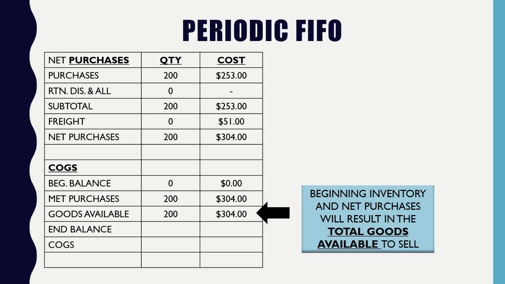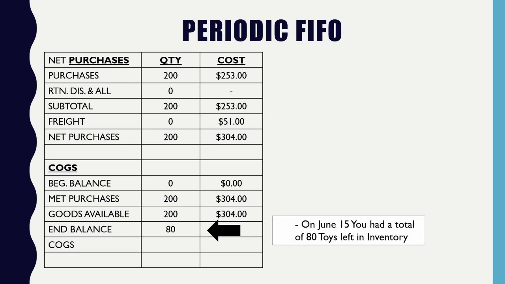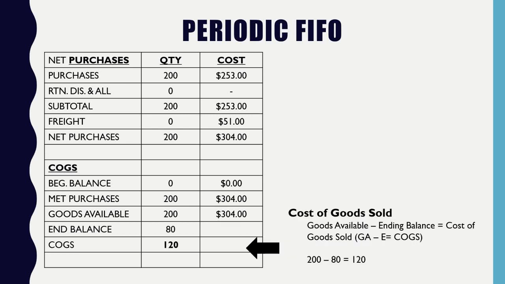So once I get there, the next step is that I'm given this piece of information that on June 15, I had a total of 80 toys left in inventory. So that means on the 15th of June, someone went down to the basement and counted that you had a total of 80 toys available. So your assumption here, in order to find out how many items you sold, is that if I started out with 200 and I have 80 left in inventory, I'm going to subtract those two numbers to get a grand total of 120 toys that were sold, right?